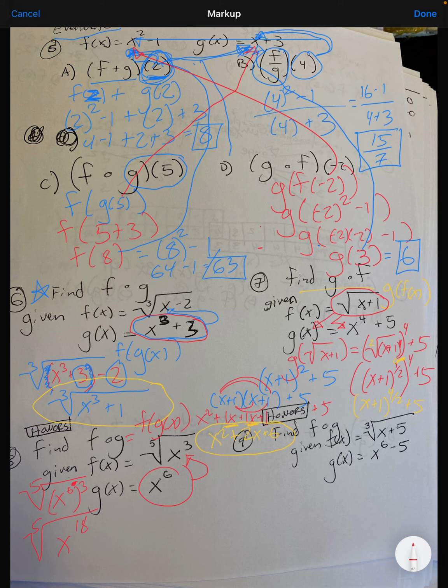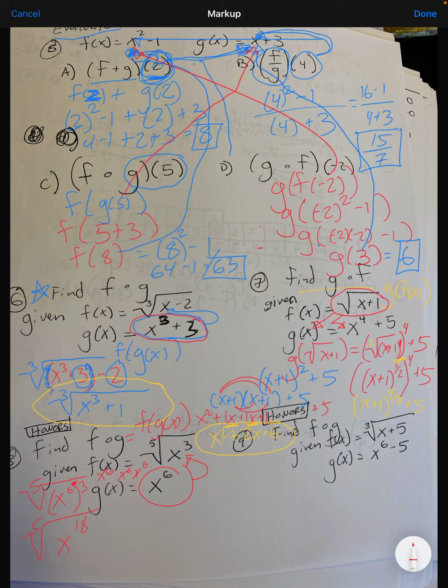And that's just, whenever you have power to power like that, that's the rule, because it's saying we have 3 x to the 6th times each other. It's like this, x to the 6th times x to the 6th times x to the 6th. Okay, so how many x's do we have? 18.